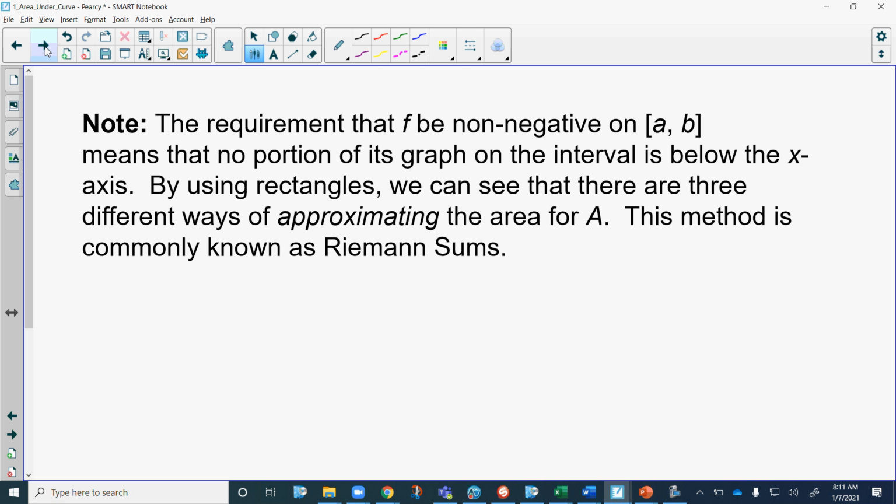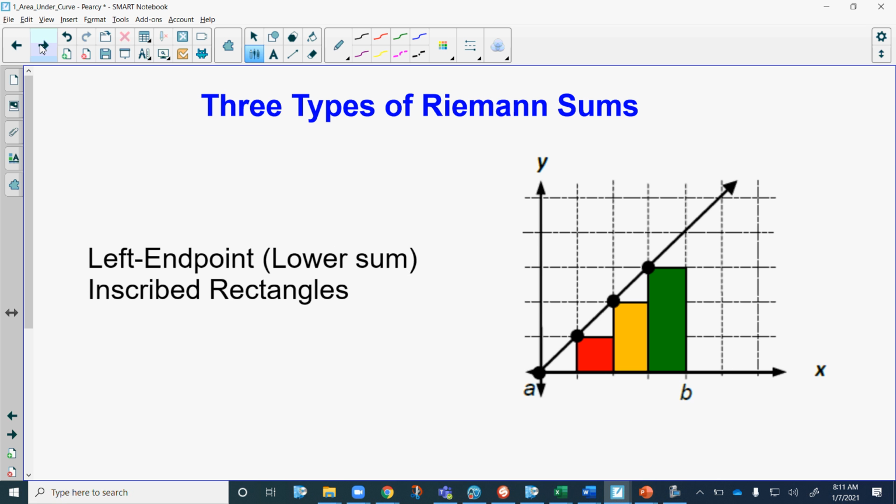So, like I said, we're going to be looking at something known as Riemann sums. To start off with, we're going to keep things simple here. Everything's going to be positive, everything's going to be above the x-axis, and we're going to be approximating areas using rectangles, and this is known as Riemann sums. There are three types of Riemann sums: a left-hand Riemann sum, a right-hand Riemann sum, and a midpoint Riemann sum.